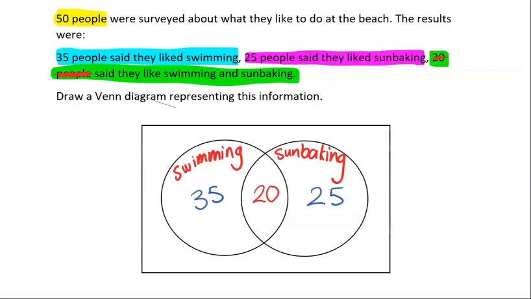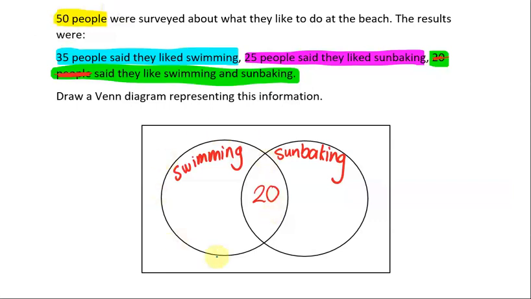So sometimes in our questions, we have to use a little bit of detective work to figure out what numbers actually go into our Venn diagram. Because the 35 people that said they like swimming, some of those also liked sunbaking. And so some of these 20 people that like sunbaking make up the total 35 that like swimming. So we need to put a different number in here to make the total number of people that like swimming be 35. And a different number in here to make the total number of people that like sunbaking be 25. That's why it's so important to check that you've got the right number of people all together, because otherwise we make these sorts of mistakes. So let's go back and try again.